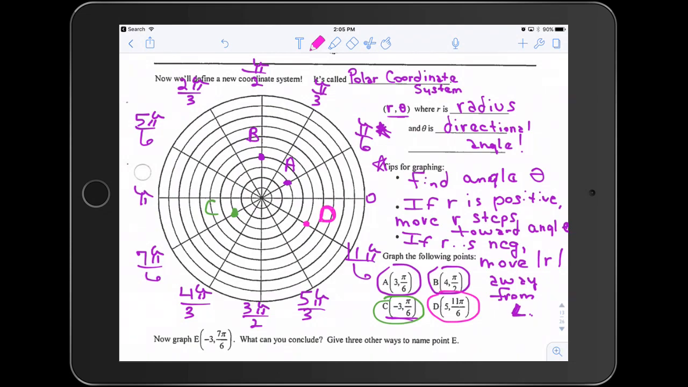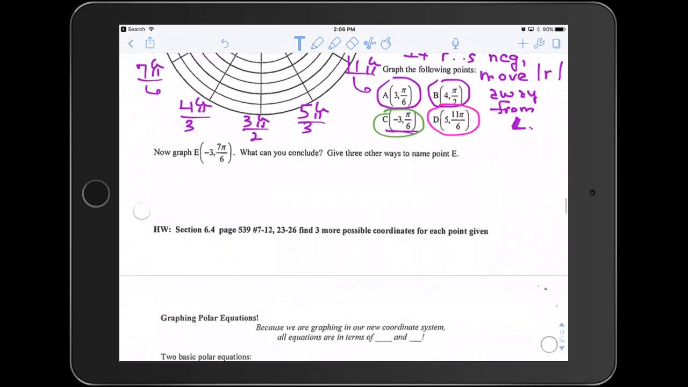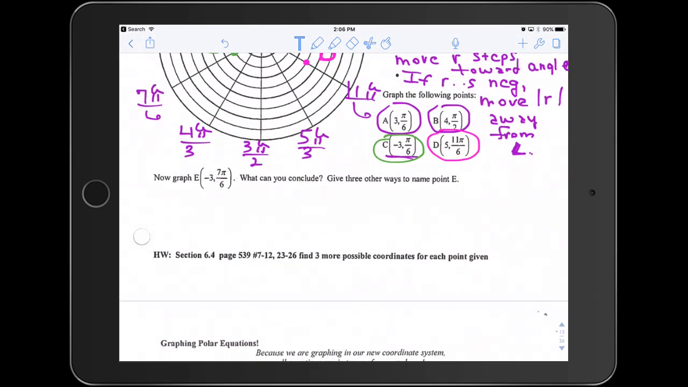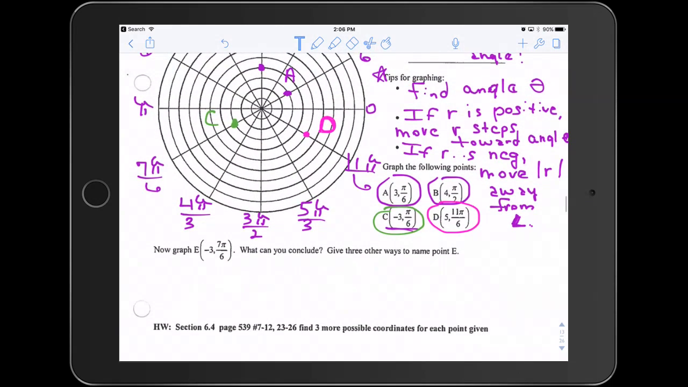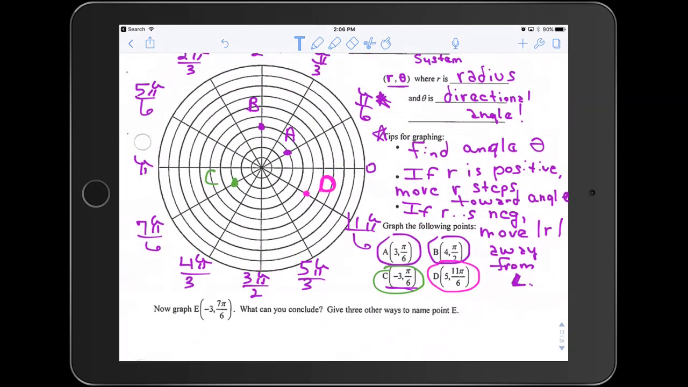Now, again, you need to know the angle of rotation, which is your directional angle, and you need to know your radius. So if you come down here, oops, I'm going to try coming down there. Hold on a minute. Right here it says, now graph E, the point -3. I went way too far up here. And I'm focusing on this one right here. Graph -3, 7 pi over 6.